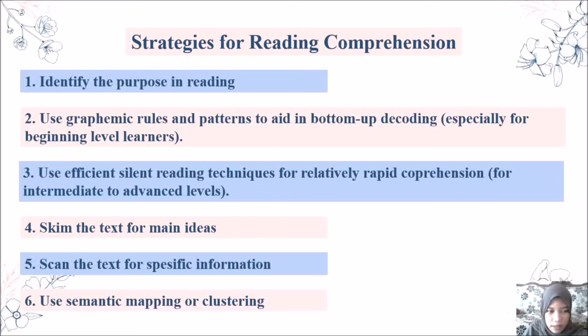Number 5, scan the text for specific information. Scanning exercises may ask students to look for names or dates, to find a definition of a key concept, or to list a certain number of supporting details. Number 6, use semantic mapping or clustering. The strategy of semantic mapping or grouping ideas into meaning clusters helps the reader to provide some order to the text.